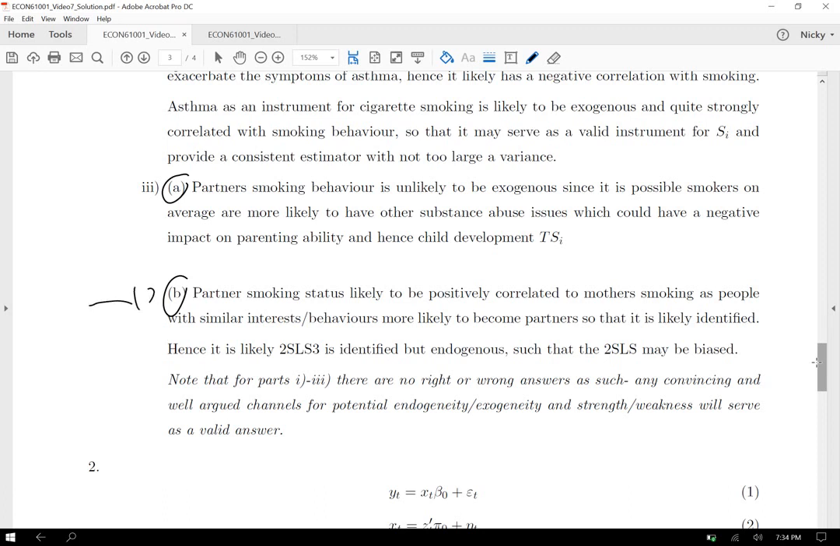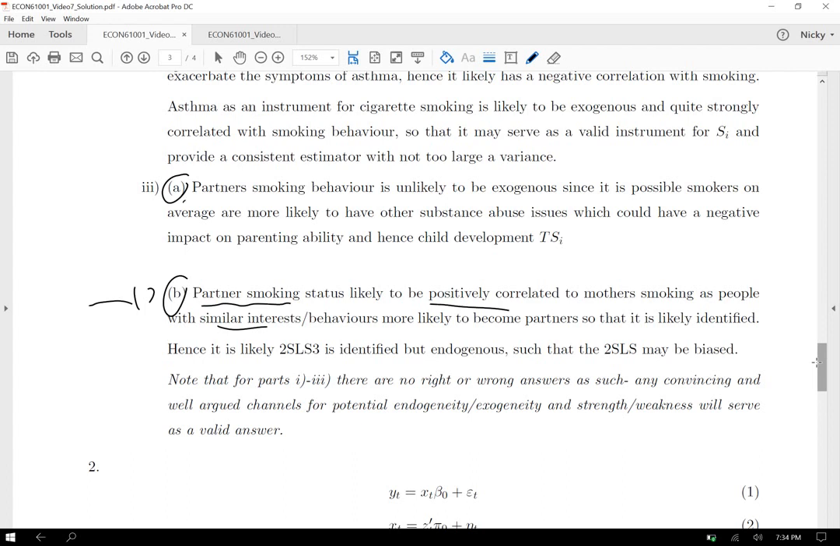You could argue that if a parent has a partner that smokes, it's likely to be positively correlated to whether the mother smokes, as people with similar interests are more likely to get together. Again, in terms of the identification, it doesn't matter whether the effect is positive or negative, but it's likely to be there, and if it is there, it's likely to be positive.